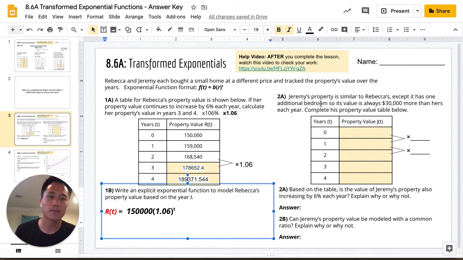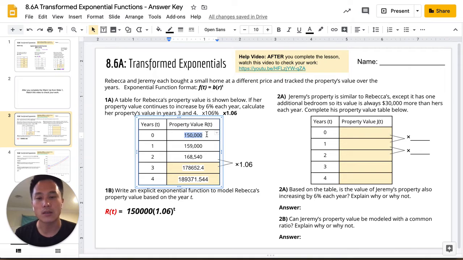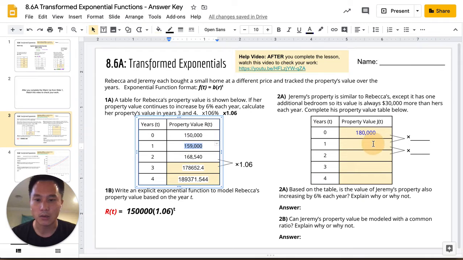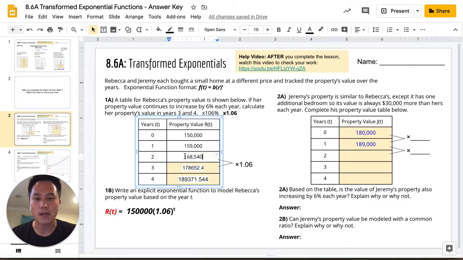Let's take a look at Jeremy. I know that Jeremy's property is similar to Rebecca's, except every year his property value is $30,000 more than whatever Rebecca's was for a given year. So at year 0, instead of 150,000, I just have to add 30,000 on top of that, which would bring me to 180,000. Year 2, add 30,000 to this number, and that would give me 189,000. And I continue this pattern of adding 30,000 to each year of Rebecca's.